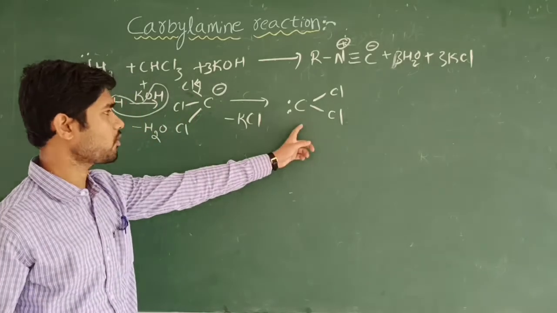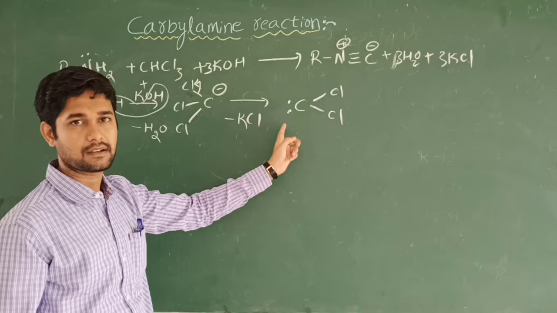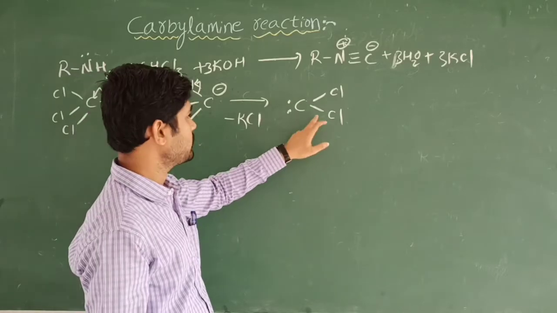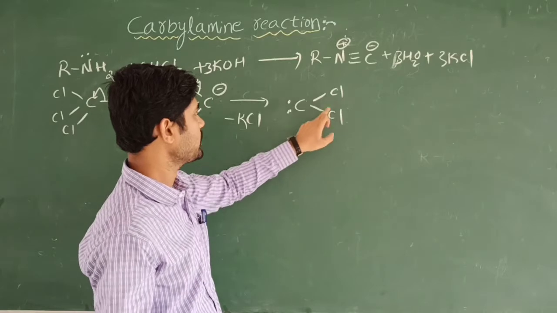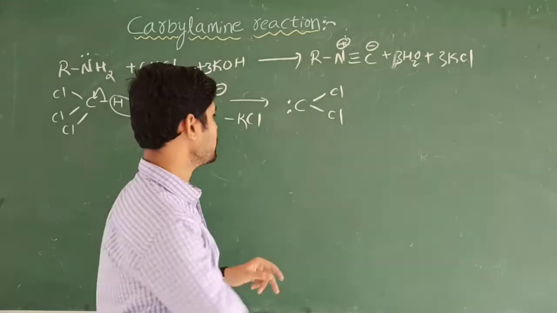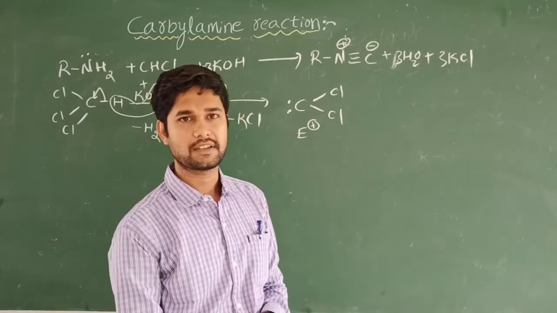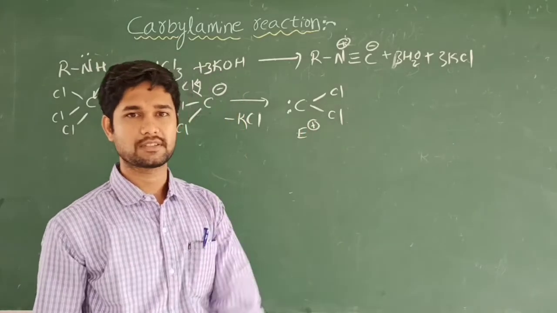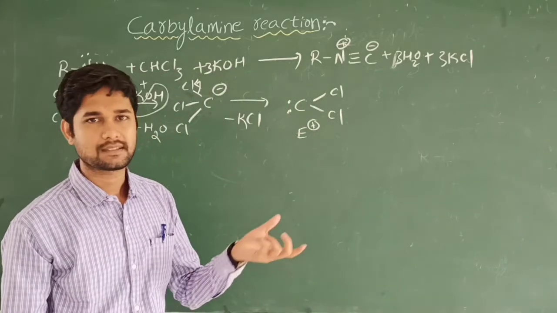This is called an intermediate, and its name is carbene. Because two chlorine groups are attached here, it is dichlorocarbene, and this is very well known. It acts as an electrophile. Why does it act as an electrophile? Why not a nucleophile? Let's see here.